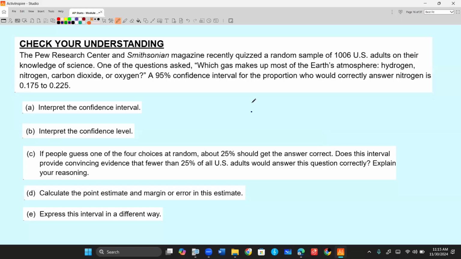Okay, so the check your understanding, you might want to pause this and try it on your own. I'm going to go over this in 3, 2, 1.